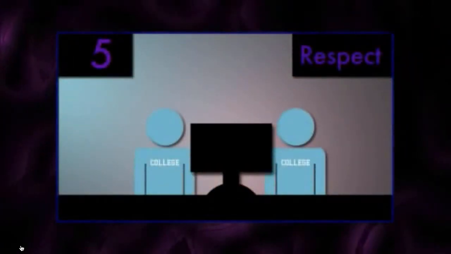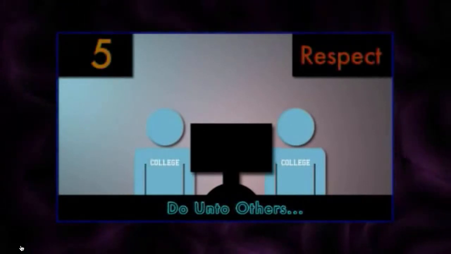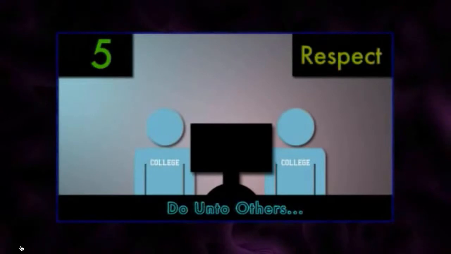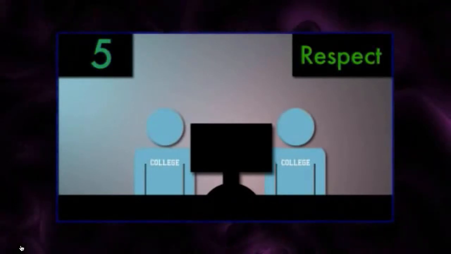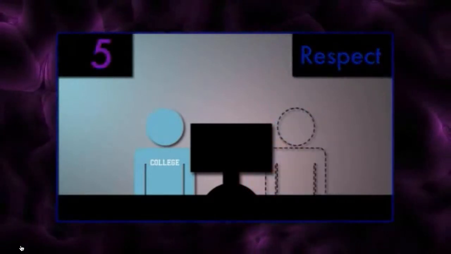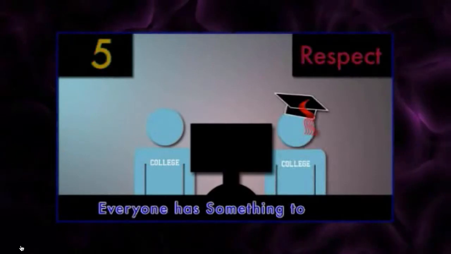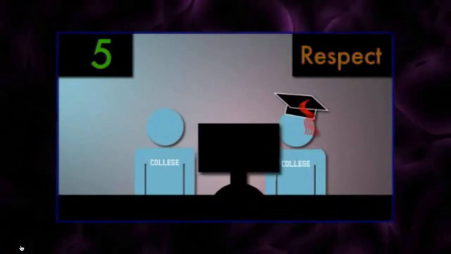Respect your partner. The golden rule is key here. Just remember to treat your partner with the same level of respect that you expect from him or her. It doesn't matter if they are from another culture, an introvert, an extrovert, a procrastinator, or the valedictorian. We are all here to accomplish one thing, and everyone has something to offer.